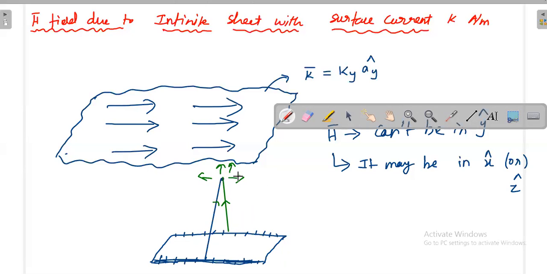Okay, but what happens in the y cap direction? You are having equal and opposite components. So y cap cancels. The y cap components cancel each other, so you are getting only z cap.